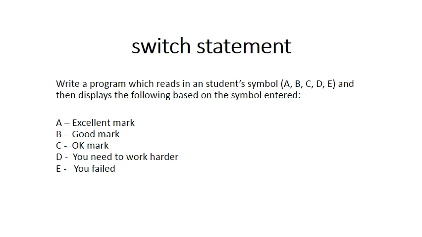In this video I want to introduce the switch statement. So we're going to be looking at the following problem. The user enters a symbol for a student, so that's an A, a B, a C, a D or an E, and based on that symbol different things are displayed. For example, if the user enters a C, you would display OK mark, or if the user enters an E, you would display you failed. So based on the A, B, C, D or E, it determines what's printed on the screen.